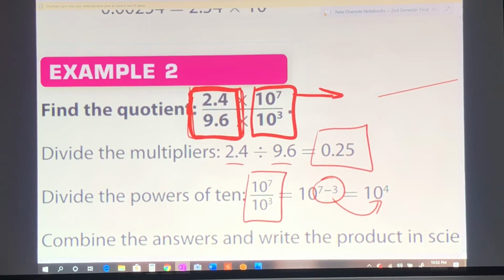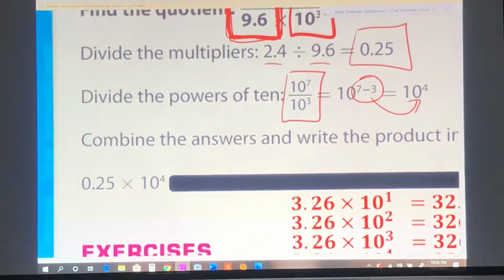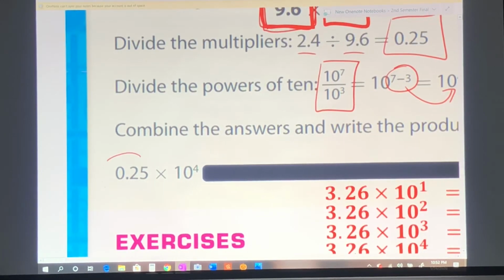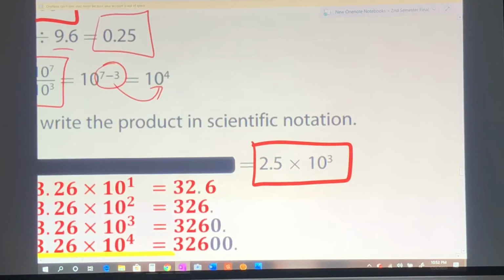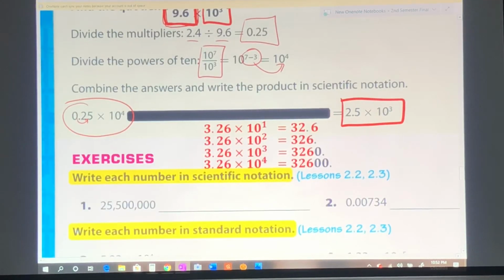Okay, so you got 2.4 divided by 9.6 is 0.25, and 10 to the 7th divided by 10 to the 3rd is 10 to the 4th power. Here's your problem though. You've got the answer, quote unquote. You think you do anyway. Then you go, wait a minute, that's not scientific notation. Okay, that means I have to move the decimal between the 2 and the 5. And when I do that, see my exponent was 4th power over here?